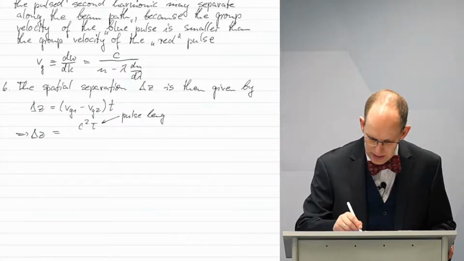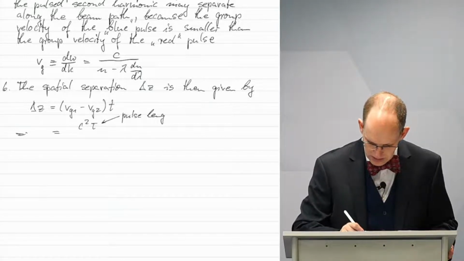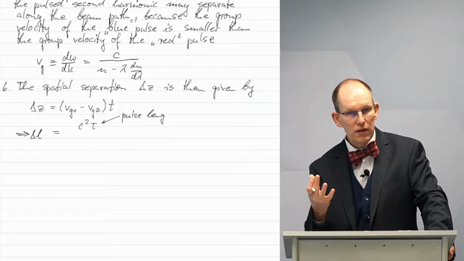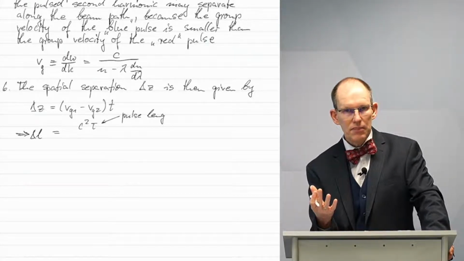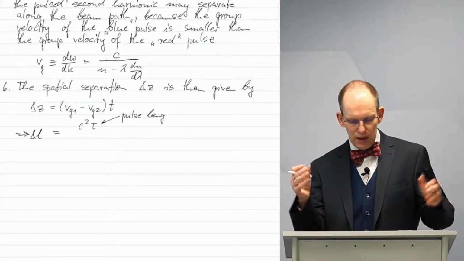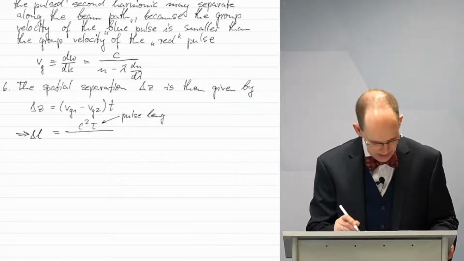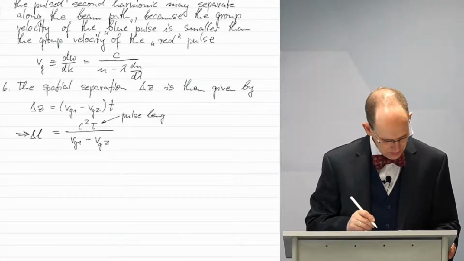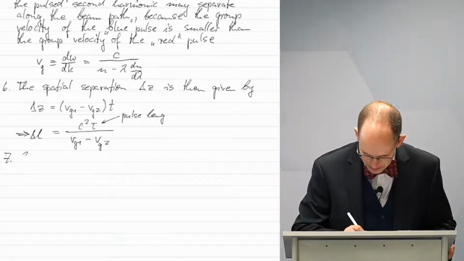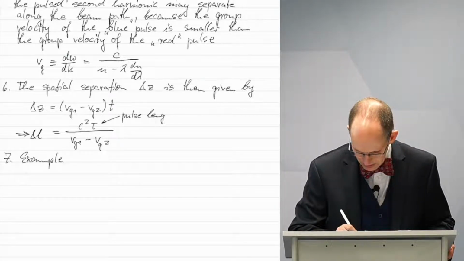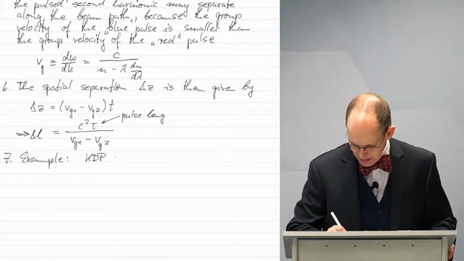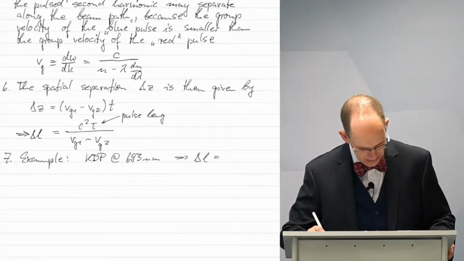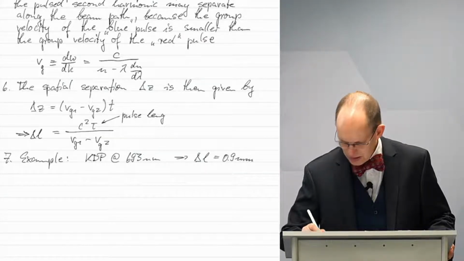We would write here delta L. So if you have a certain pulse length tau, then after distance delta L, both pulses would be separated, and this is given by this formula here. An example for that, again KDP, and again at 693 nanometers, and what you find there is delta L equal to 0.9 millimeter. So this is quite short.